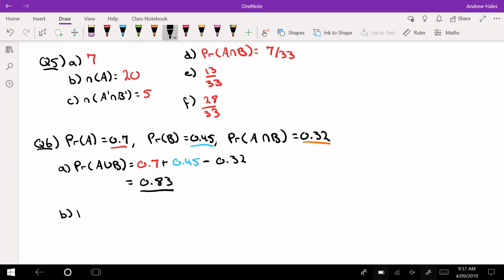Question B asks us to find the probability of A intersection B. Oh, sorry, no, it's not that. It is... Oh, no, it is. My bad. A complement intersection B complement. So what is not in A and also not in B? Well, we've just found out what's in A or B, and that's 0.83. So what's not in either of them is just 1 take away 0.83, and that is going to equal 0.17.